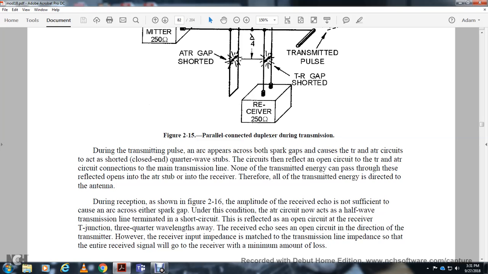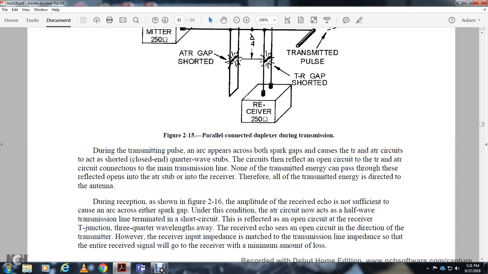Alright, during the transmitting pulse, an arc appears across the spark gaps of the transmitter tube. The anti-transmit circuit and the transmit-receive circuit act shorted, closing the end of the quarter-wave stub, and the circuit reflects as open toward the transmit-receive side. The anti-transmit-receive circuit is open to the main transmission line. Note that the transmitted energy passes through the reflected open of the anti-transmit stub, bypassing the receiver. Therefore all the transmitted energy is directed into the antenna.